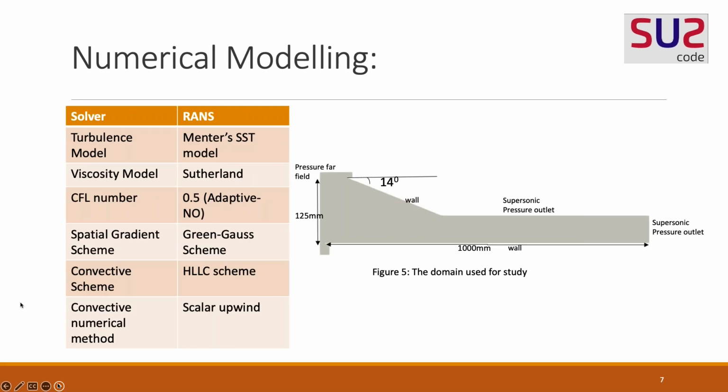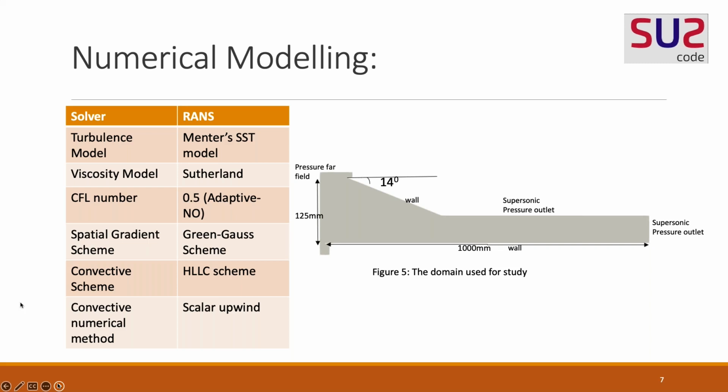Numerical modeling using SU2. The solver used here was the Reynolds-averaged Navier-Stokes equation, and we have chosen Menter's SST transport turbulence model. Due to the dependency of viscosity on the temperature, we have used Sutherland viscosity rather than the constant viscosity. The CFL number for the fine grid is chosen to be 0.5.